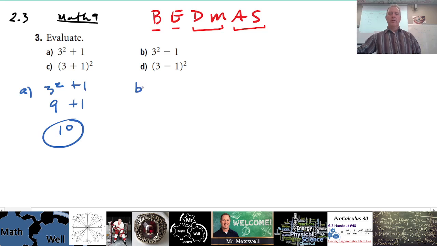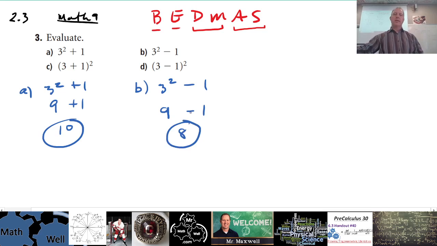Then move over on your page to do B. You could probably do 3 wide on your paper. So B looks like this, 3 squared minus 1. Oh, that's pretty easy. We still would do the exponents first. So this is going to be 9 minus 1 is 8. Vertical columns, circle your answers.